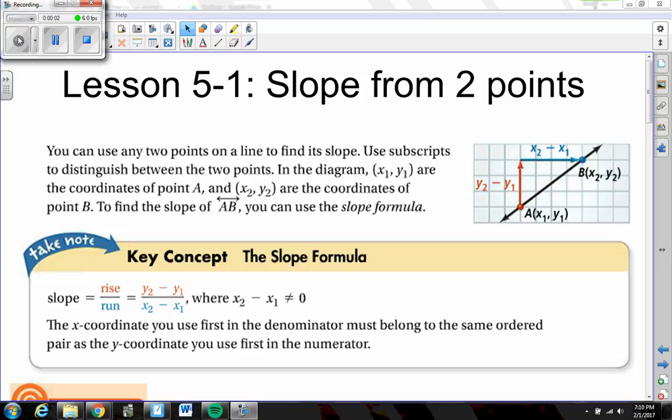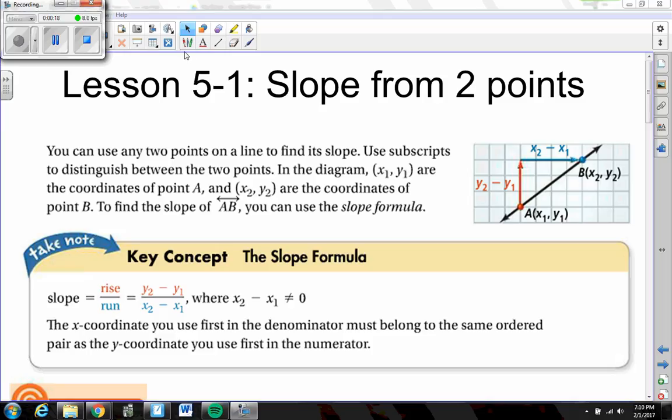All right, Algebra 1A students. Welcome to part 2 of lesson 5.1. In this video, we're going to talk about how to find the slope of a line not from the graph, but instead from two coordinate points on that line.